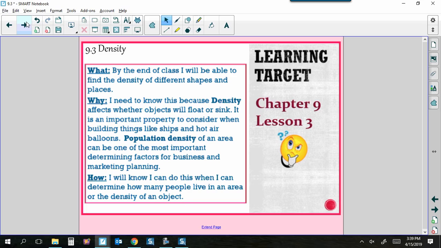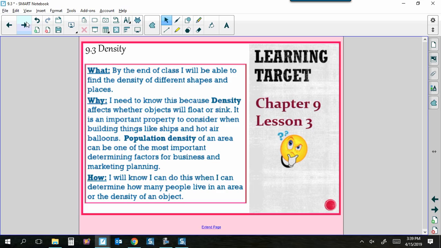So, why do you need to learn this? Well, you need to know this because density affects whether objects will float or sink. That's like buoyancy, right? I love that word. It's a fun word to say. It is. Buoyancy is very important.